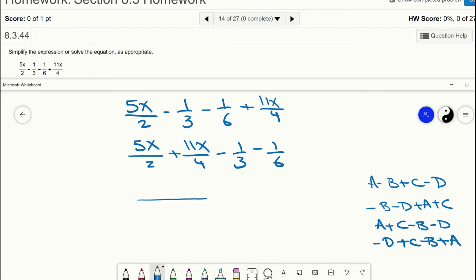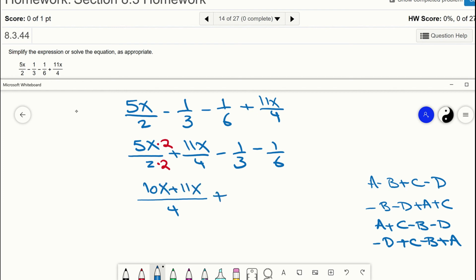Now, for these two fractions, the LCD is 4. So we write a 4 here. And we go ahead and make the 2 into 4 by multiplying by 2. Which means, of course, we have to multiply the top by 2. This is already 4. We don't need to do anything. So we end up with 10x plus 11x, right?